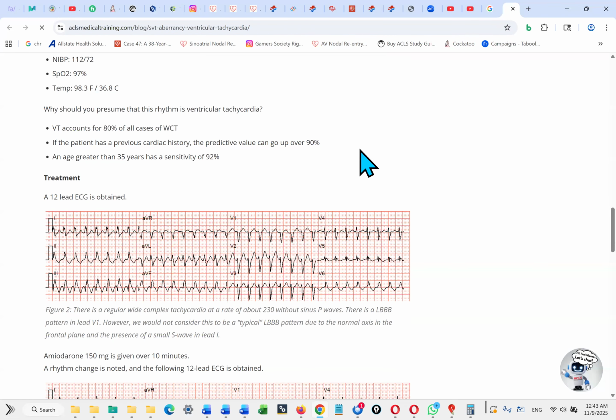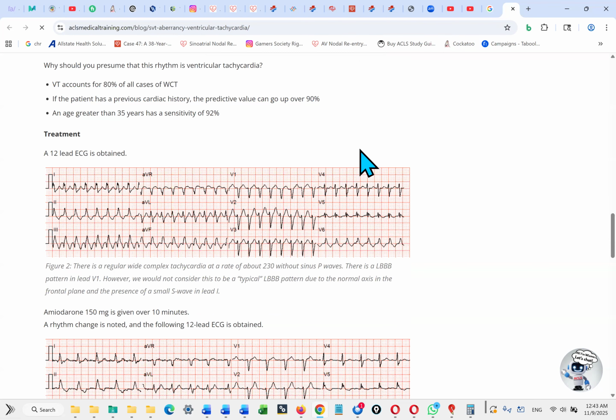See how different this looks from ventricular tachycardia. So it's not possible to mistake those two.